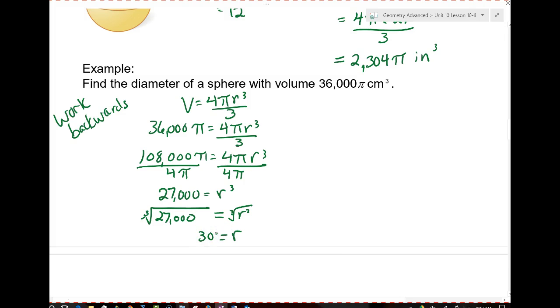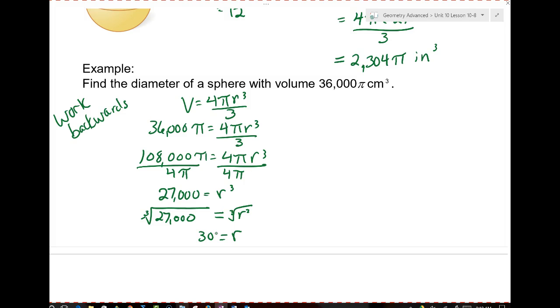Now here's the cool thing about cubic roots. You can actually have negative numbers now. With square root, can I take the square root of negative numbers? No. But with cubic roots, you can, because a negative times a negative times a negative is a negative number. So understand it's a little bit different than square roots, but look how easy that is.